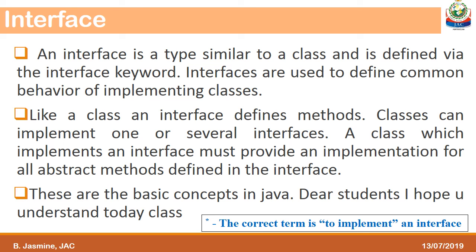Interface. An interface is a type similar to a class and is defined via the interface keyword. Interfaces are used to define common behavior of implementing classes. Like a class, an interface defines methods. Classes can implement one or several interfaces. A class which implements an interface must provide an implementation for all abstract methods defined in the interface.